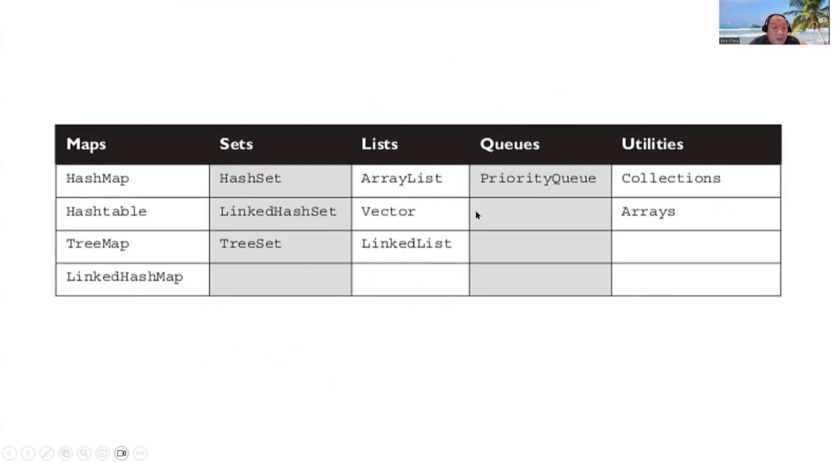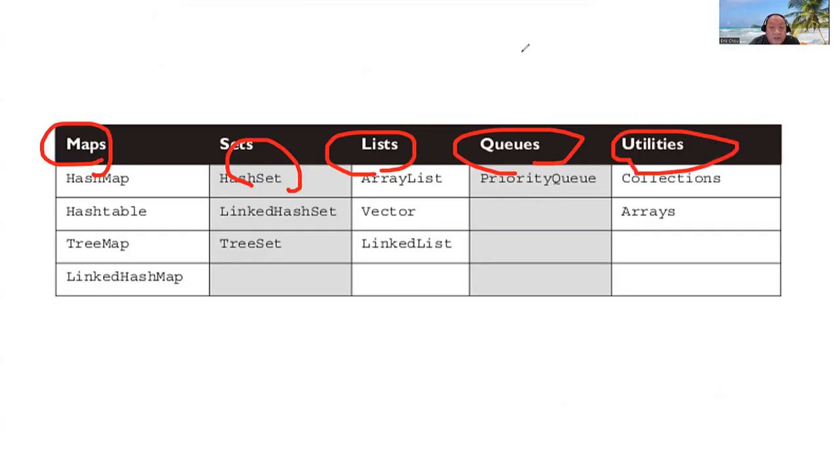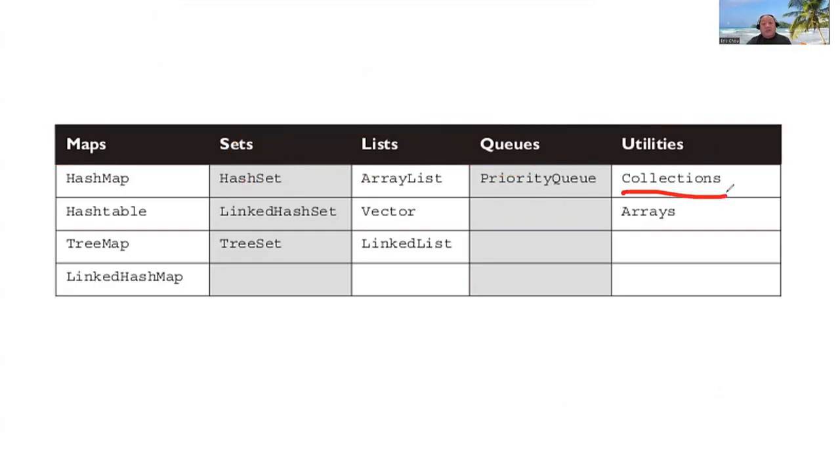So you need to learn all these different types: set, map, list, queue, and utilities. Utility is the service routine. For lists and collections, it is called Collections. If it is an array, it is called Arrays. These are the utility classes.